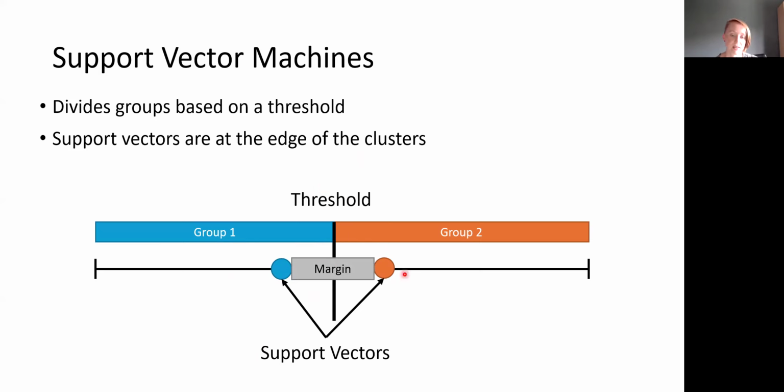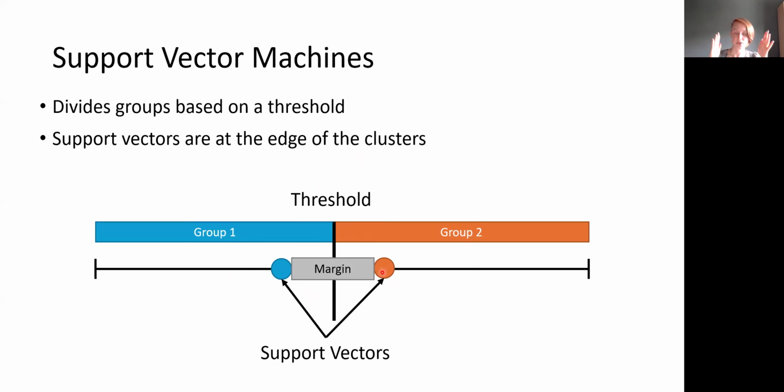We then have something in the middle between these two support vectors, and this is called our margin here. And when we are trying to decide where the threshold is, we want to maximize our margin so that we have the biggest difference between our two groups.